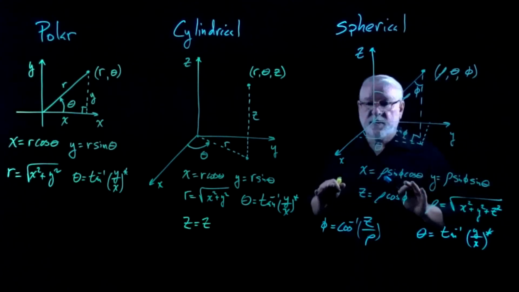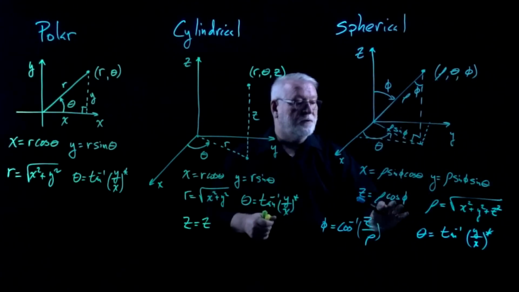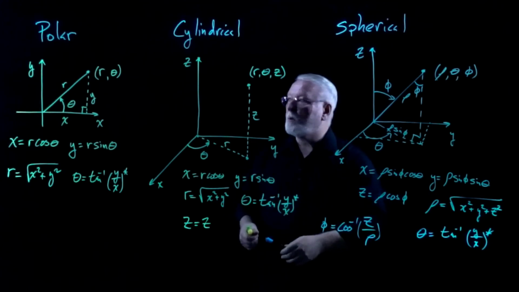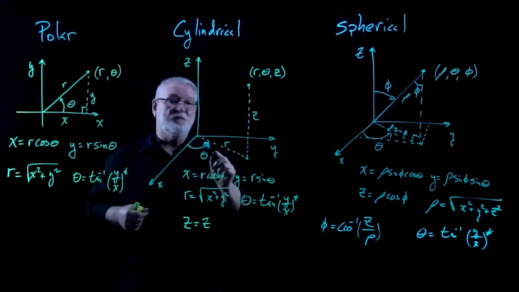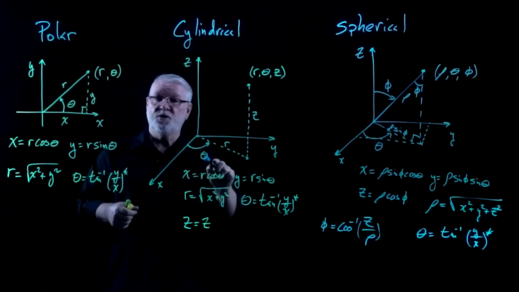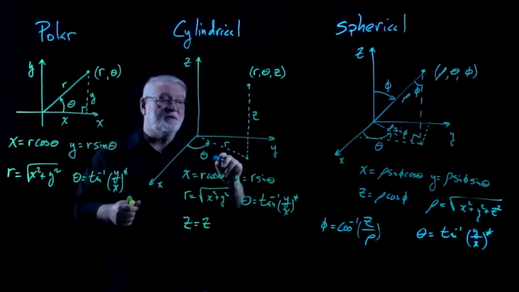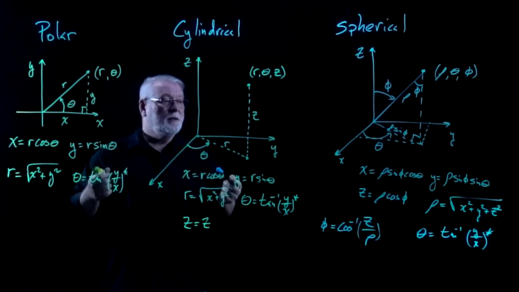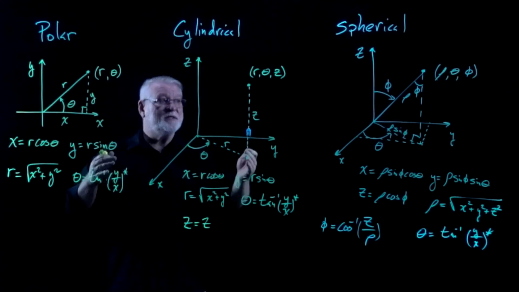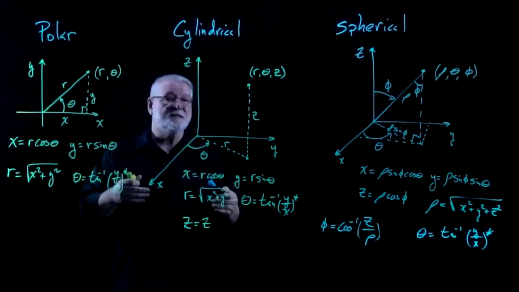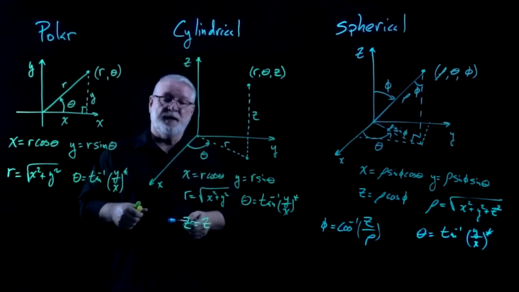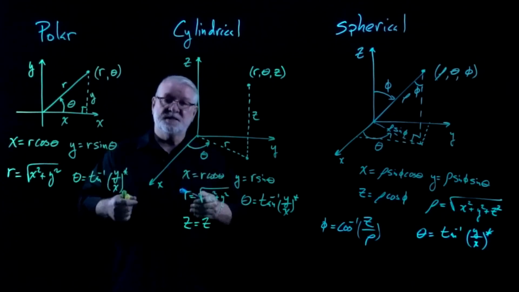So there it is in spherical coordinates, cylindrical coordinates, and polar coordinates. You now have the ability to move individual points and functions between these different coordinate systems. You may very well ask the question, what is the value of these different coordinate systems? If they're just different ways of representing the same thing, what value do they have? And the answer is symmetry.